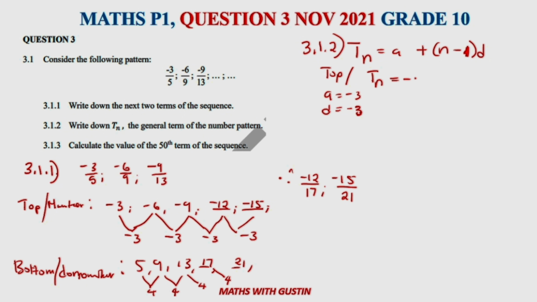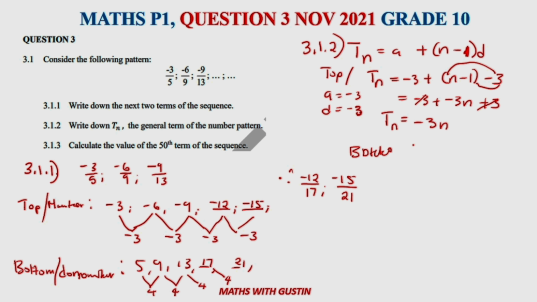When you substitute, a is negative 3 plus n minus 1 times minus 3. Remove the bracket with minus 3, and minus 3 will remain. This is going to give us minus 3n plus 3. Because minus 3 plus 3 cancel out, you are going to have minus 3n. That's Tn for the top part, and that's how you deal with that one. And then let's come here and say the bottom part.